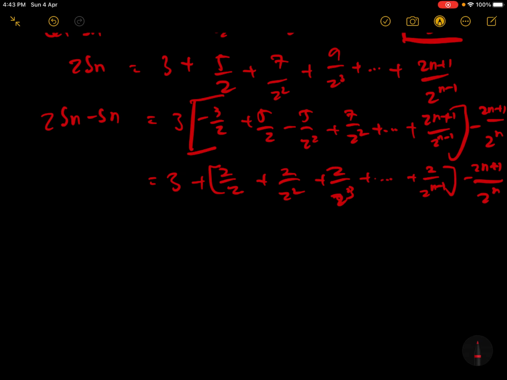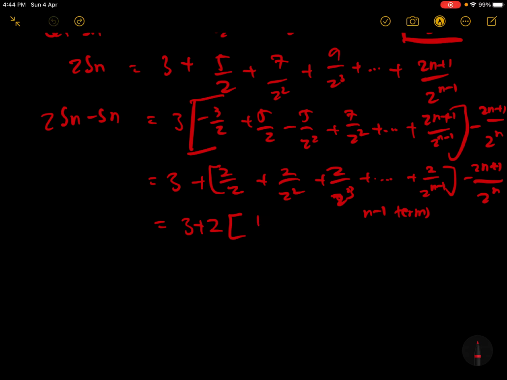So you see, if you take out the 2, you will get a GP. So it'll be 1 over 2 plus 1 over 4 plus 1 over 8 all the way until 2 power n minus 1. So there are n minus 1 terms. So I'm not going to immediately do the GP formula, but I recommend you take out the 2 and then put 1 over 2 plus 1 over 2 square plus 1 over 2 cube, so it's like 1 over 2 plus so on.